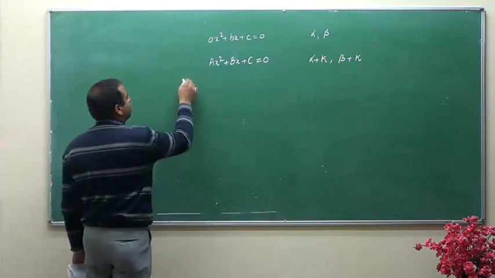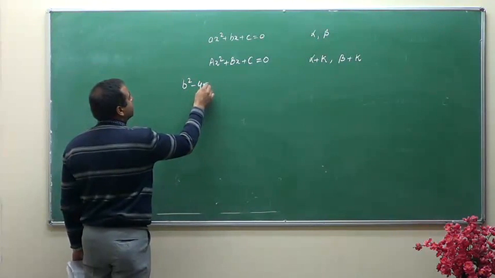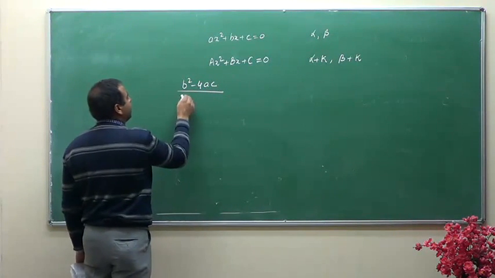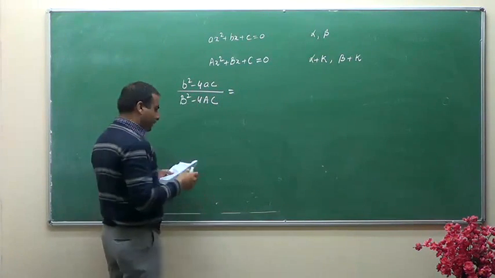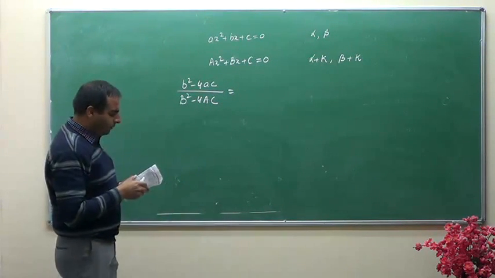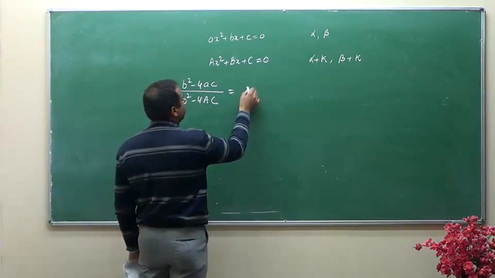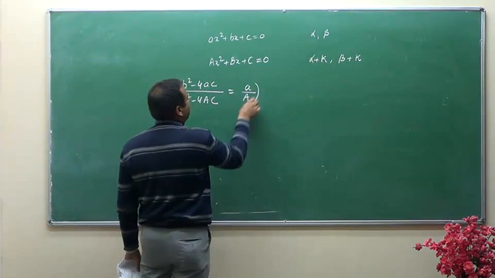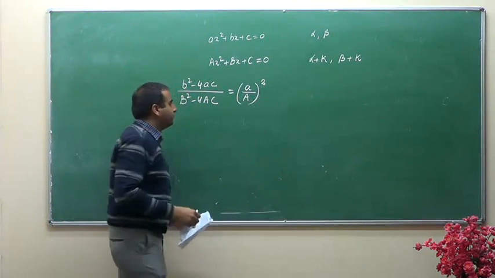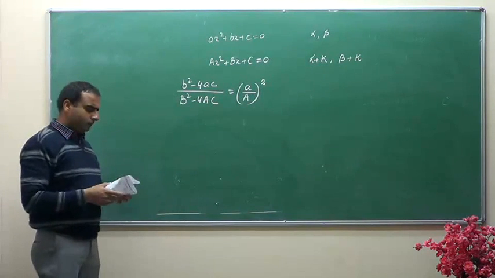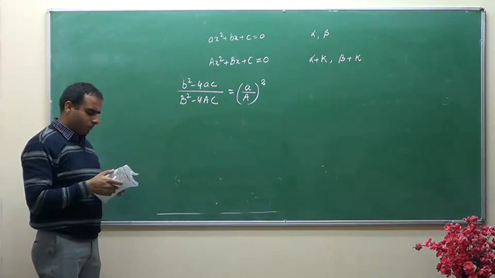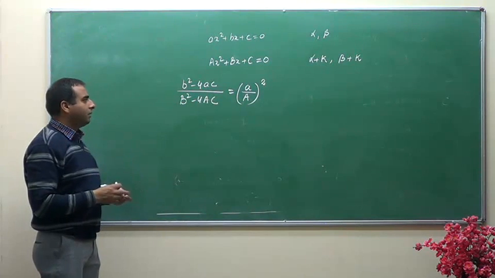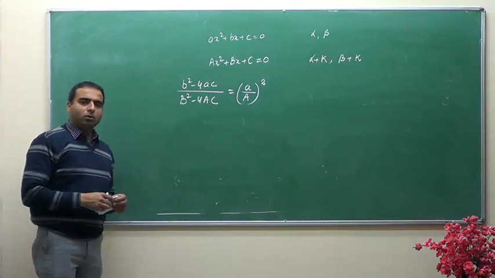now prove that b square minus 4ac over capital B square minus 4 times capital A into capital C is small a over capital A whole square.